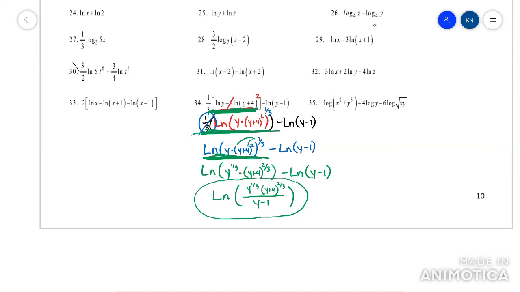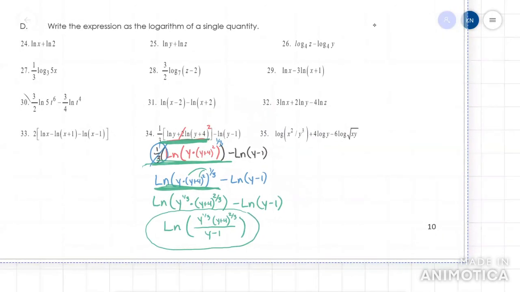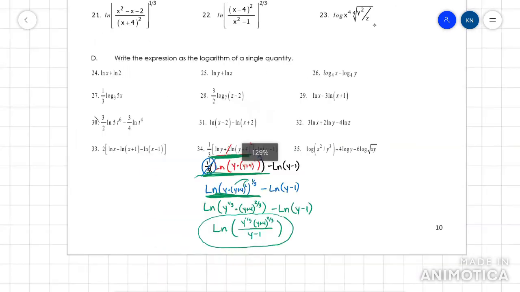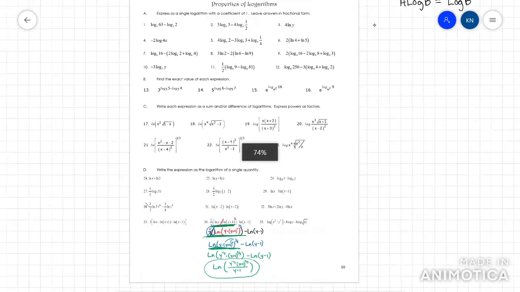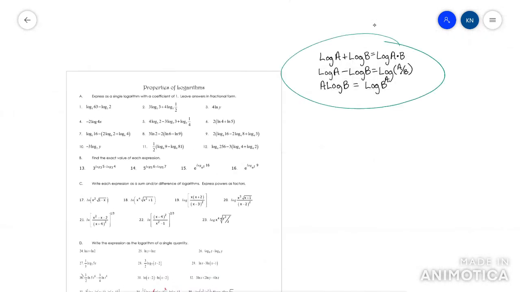So I hope that wasn't too confusing, but anyways, that's properties of logarithms, and they're really important. So if I was approaching anything like this, I would make sure I had these rules written down.